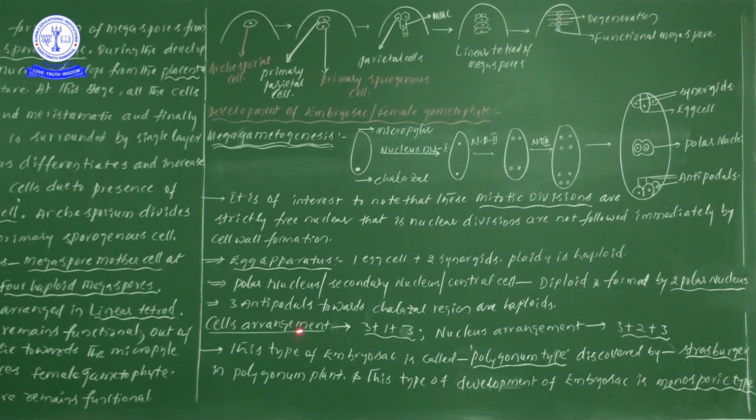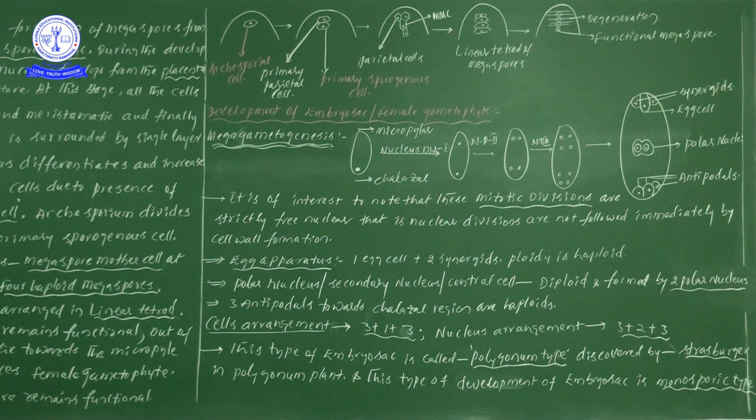Next, cell arrangement. Look at the diagram. Three cells are at the top, and in the middle, how many cells are there? The polar nuclei. So three at the top, three at the bottom, and in the middle two nuclei, but commonly covered by one cell wall. So the cell arrangement is 3 plus 1 plus 3, but the nuclear arrangement is 3 plus 2 plus 3.